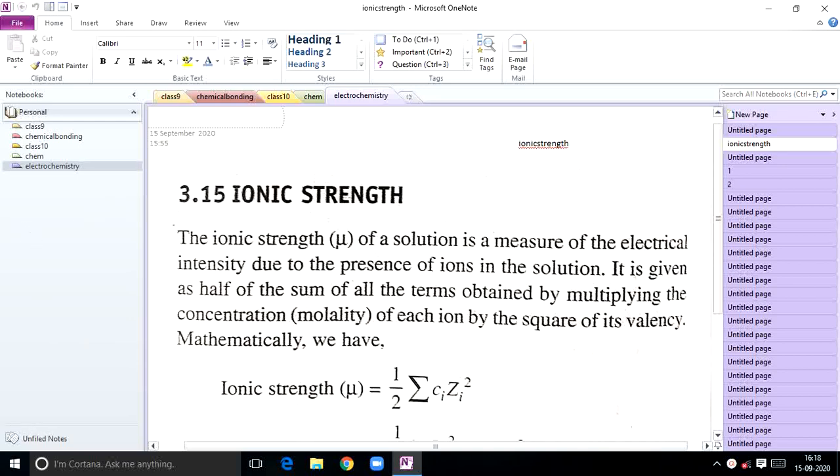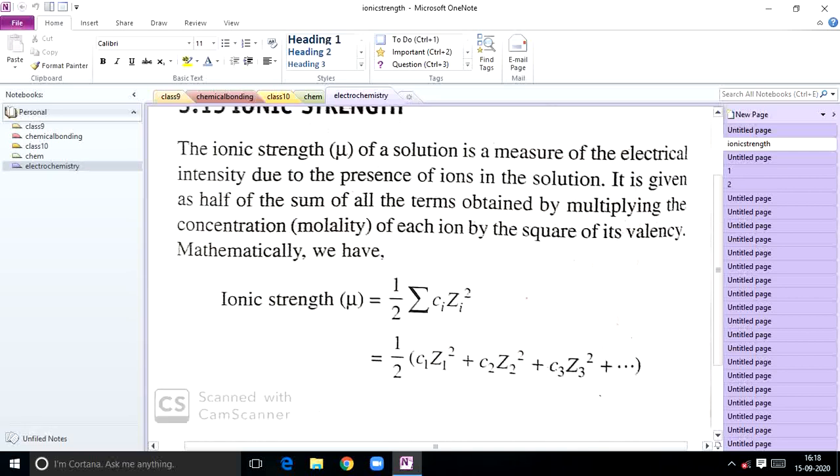So ionic strength of a solution is a measure of the electrical intensity due to the presence of ions in the solution. It is given as half of the sum of all the terms obtained by multiplying the concentration of each ion by square of its valency. So in that formula, mu is equal to half into summation of Ci Zi square, where C represents concentration, which is expressed in terms of molality, and Z represents the valency of that particular ion present in that solution. So half into summation of Ci Zi square.